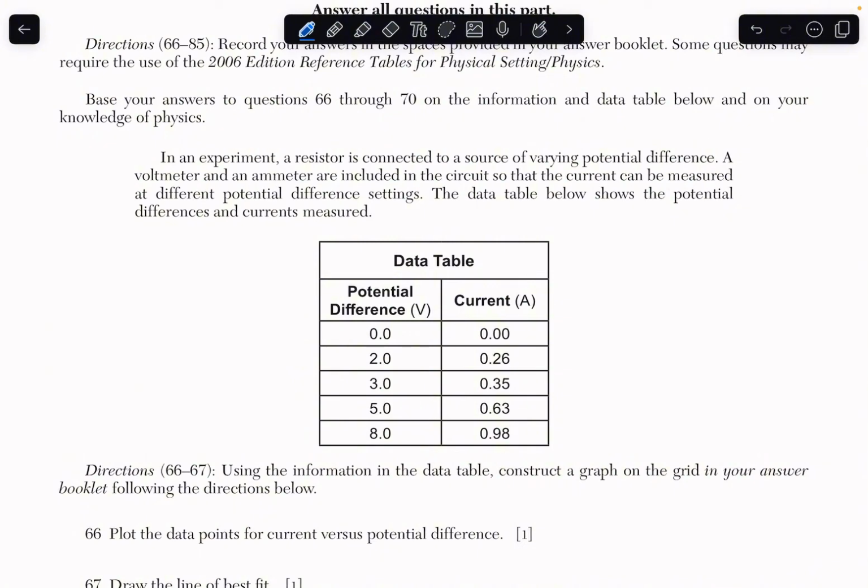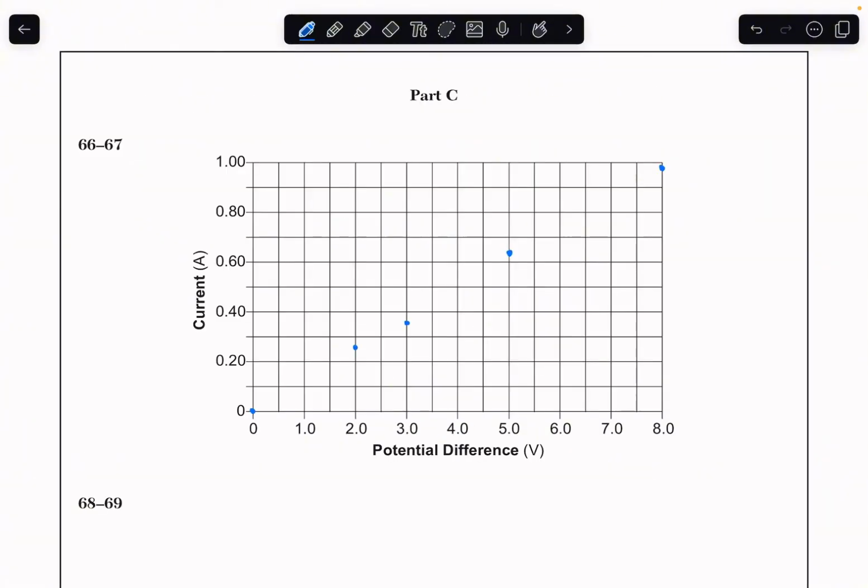Using the information in the data table, construct a graph on the grid in your answer booklet following the directions below. So for question 66, we have to plot the data points for current versus potential difference. So I'm going to switch over to the answer booklet to show you guys what it should look like. So I just finished plotting it, and this is what it should look like. This is a very simple question.